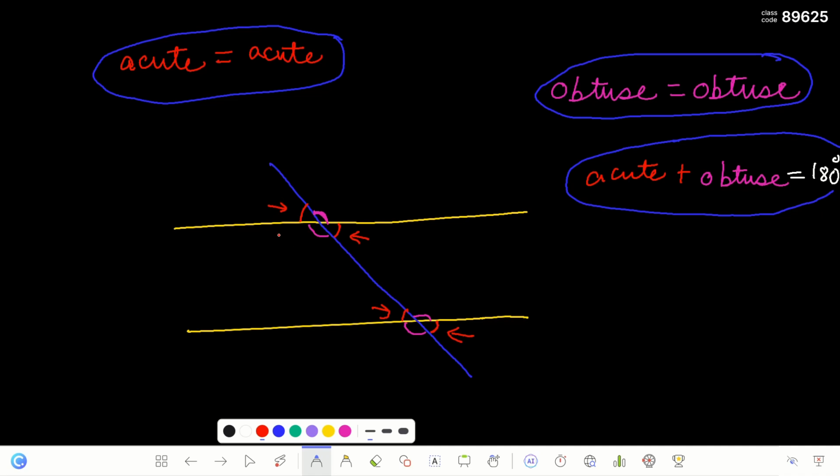You can try it out yourself, play around with this, but the only thing you need to remember is these three pieces of information, and they aren't hard to remember, right? That's pretty simple. So yeah, that is a very small trick that you can use during your exams and stuff to remember all the angles that are equal and all the angles that are supplementary.